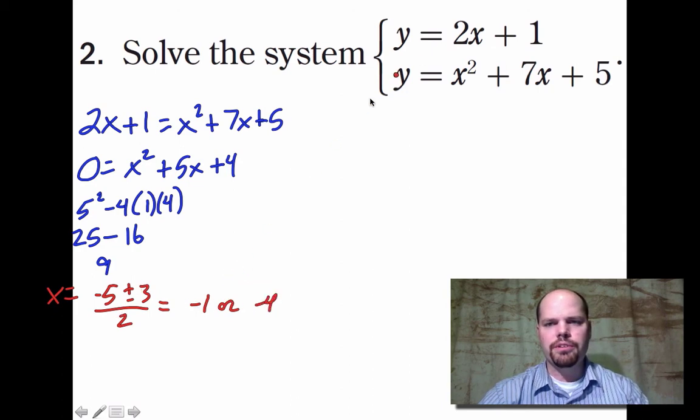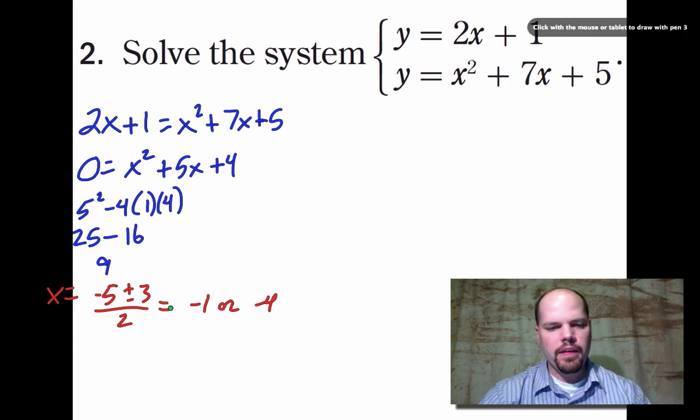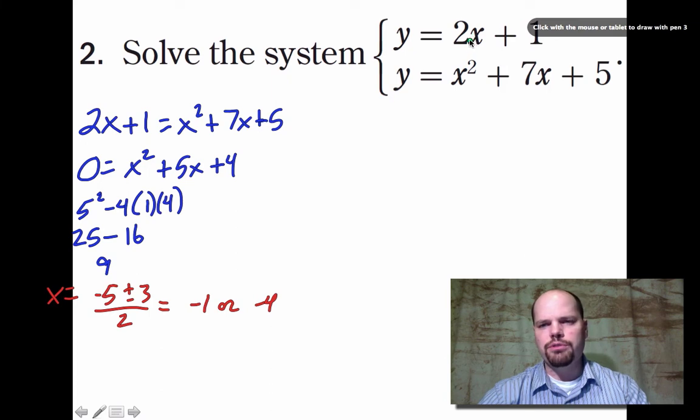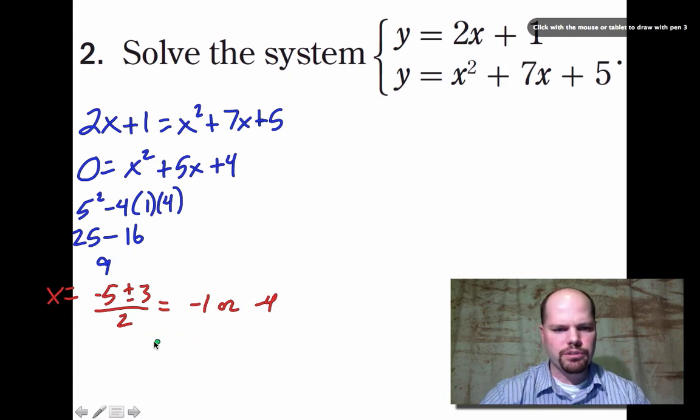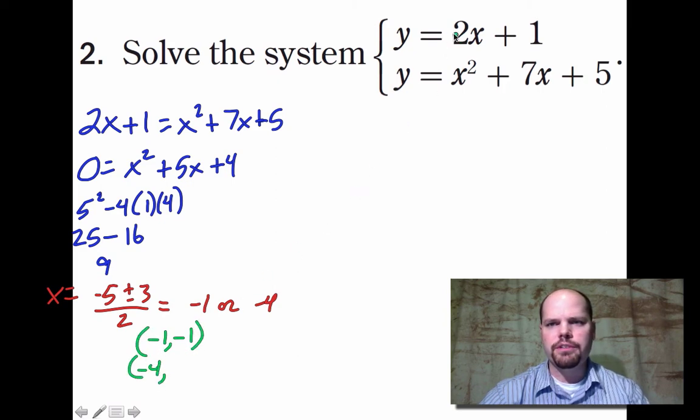Then we've got to figure out what the y is to match up with that accordingly. We could say 2 times negative 1, so negative 2 plus 1 is negative 1. So one solution is negative 1, negative 1. The other one is going to be negative 4: 2 times negative 4 is negative 8, plus 1 is negative 7.